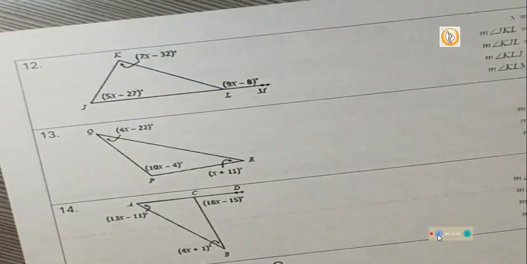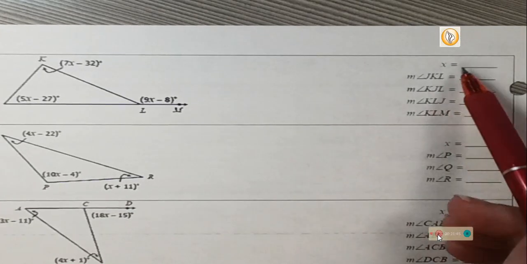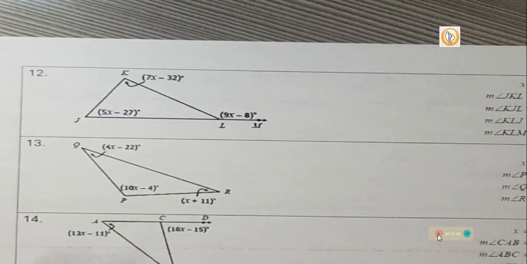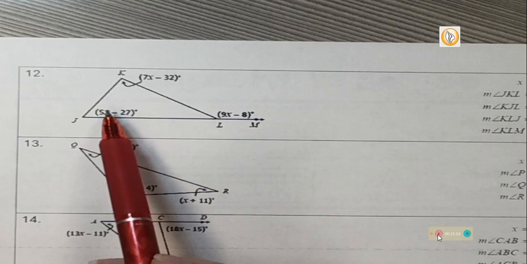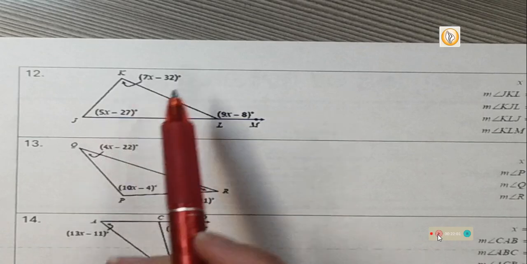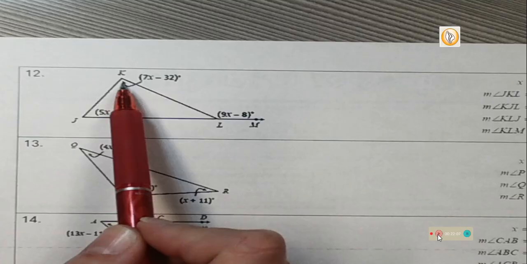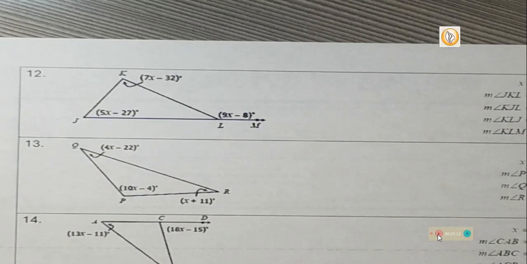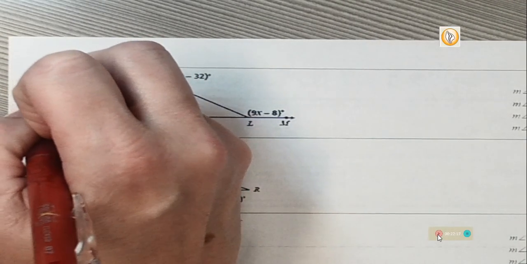All right, so I want you to look at number 12. I need you to find eventually all of these angles, but before you do that, you got to find x, okay? Look at where your x's are located. Is 5x minus 27 inside or outside of the triangle? Interior or exterior? Talk to me. It's inside, so it's interior. 7x minus 32 is pointing inside to angle K. That's interior. Where is 9x minus 8 located? Outside. As soon as you said that's outside, this is an exterior angle. Okay?